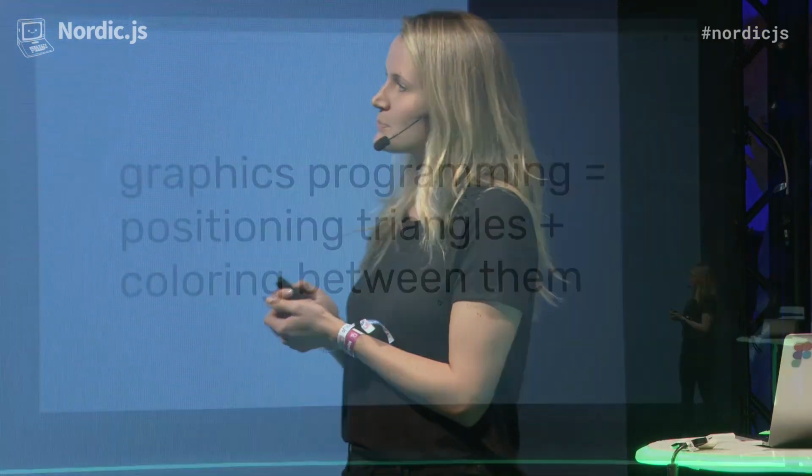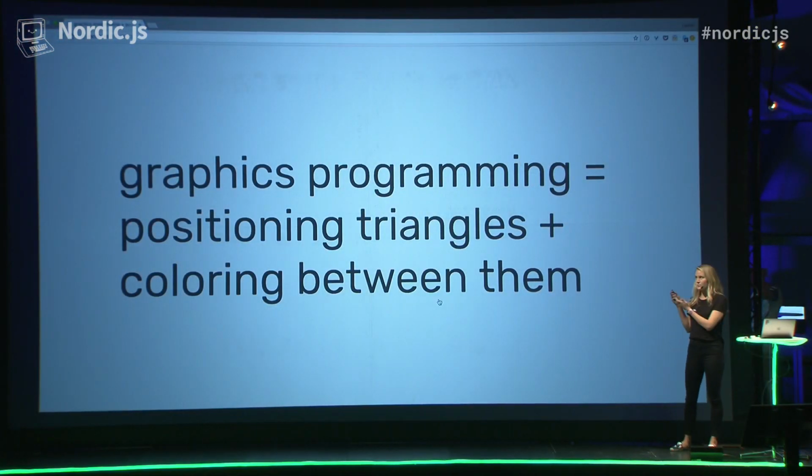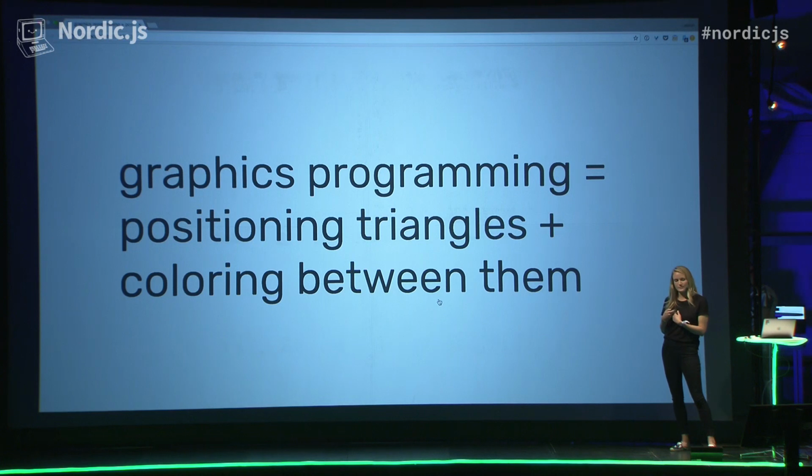So arguably, graphics programming boils down to two things. One is positioning triangles on a screen, and the other is coloring in between them. I realize that may sound a bit reductive because there's lots of interesting complexities in graphics programming, but all of it really boils down to these things. It's stuff like how to create and store triangle data in memory, how to move them around your screen. That's what this talk is about. Or how to pick color values for pixels, stuff like that.